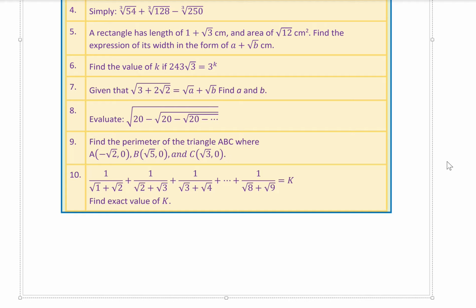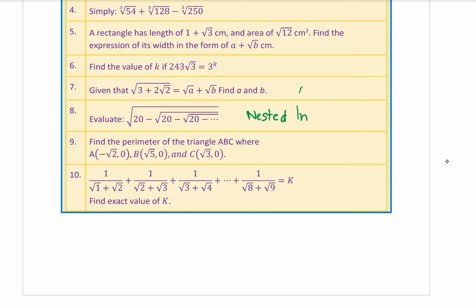Question number 8 here is evaluate square root of 2, 20 minus square root of 20 within square root. We have a nested infinite series, right? So this is our nested infinite series. How do we evaluate such a series?